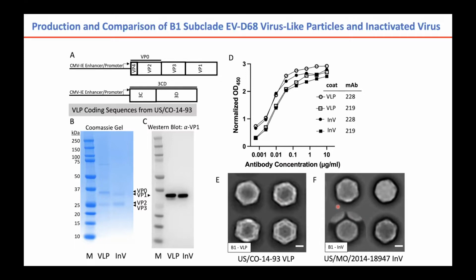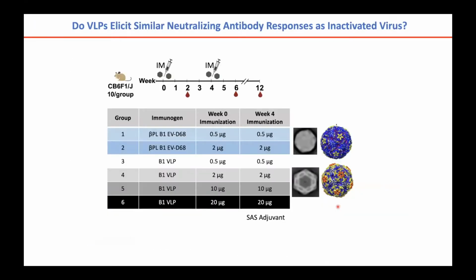How well do these particles elicit neutralizing antibody against the virus? To answer that question, we set up a prime-boost regimen for vaccination of mice. These were vaccinated intramuscularly with different concentrations of either inactivated virus or the virus-like particles. 2 weeks post-prime and 2 weeks post-boost, we took serum samples, and then 8 weeks post-boost, we took terminal bleeds. All of these products were adjuvanted with the Sigma Adjuvant System adjuvant, or SAS.